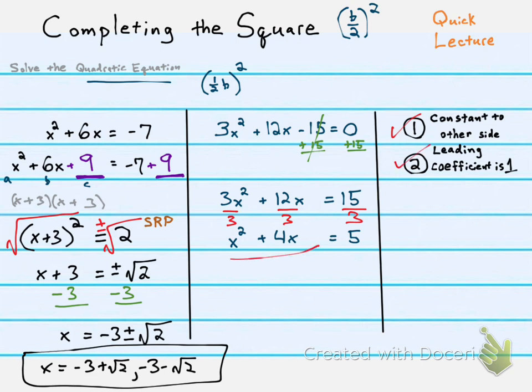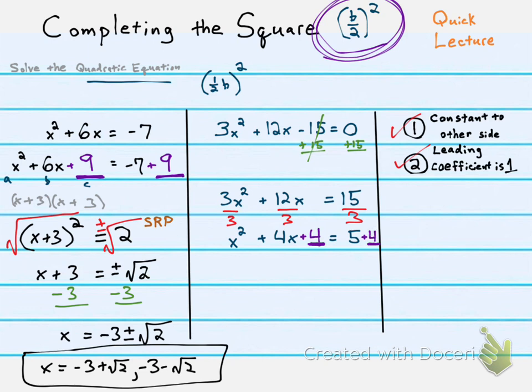Now we're going to do our other steps to complete the square. We want to make this left side a perfect square binomial. So we're going to add the special number. This number that we add is going to make that a perfect square binomial. To do that, we take half of the middle coefficient and square it. The middle coefficient is 4. Half of 4 is 2, and 2 squared is 4. If we add 4 to the left, we have to add 4 to the right.